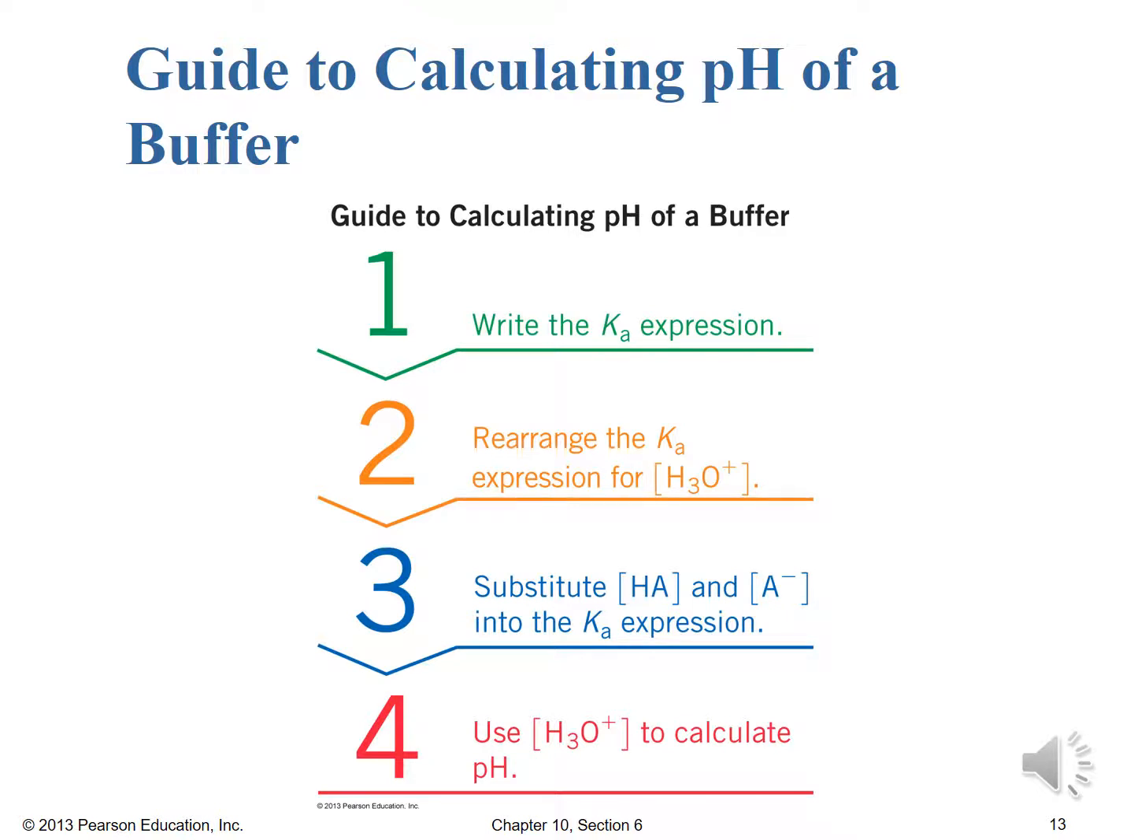You're used to this by now, I'm sure. It's our guide to calculating pH of a buffer. In this case, we have a 4-step guide to performing that calculation. First and foremost, it involves writing the Ka expression. Then we rearrange that Ka just as we did in the previous slide to solve for H3O+ concentration. We substitute the HA concentration and A minus concentration at equilibrium into that Ka expression. And then finally, once we've solved for that H3O+ concentration, we can substitute it into the pH equation, pH equals minus log of H3O+, to calculate the actual pH of the buffer.